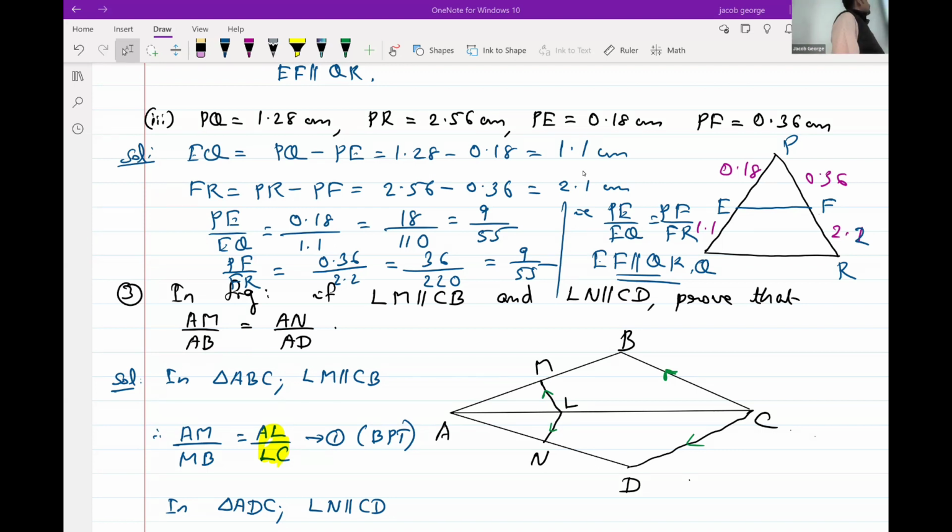Yes. So this is the diagram. Diagram is given here. So please draw the figure. It is a combination of two triangles. One is ABC and the second is ADC. In ABC, LM is parallel to CB. In ADC, LN is parallel to CD.